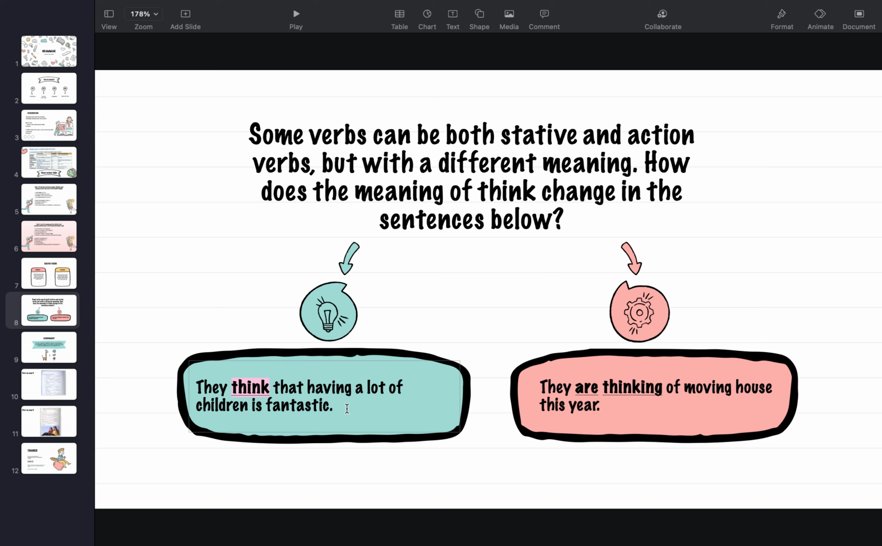Okay, they think that having a lot of children is fantastic. It's something that they do with their mind.